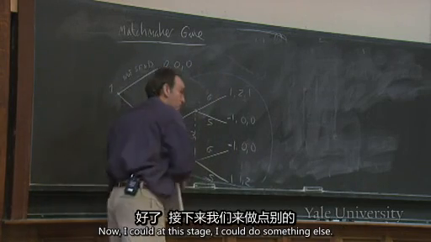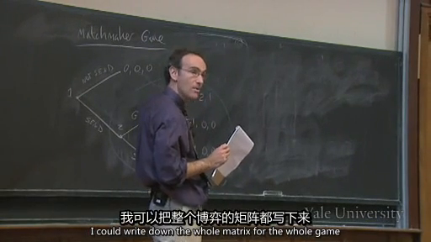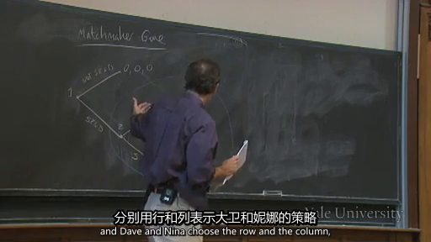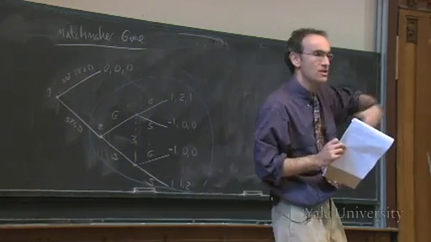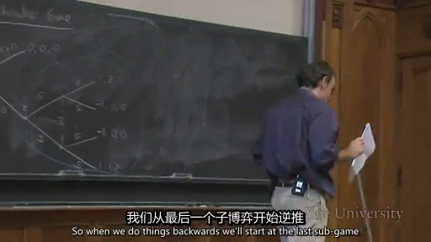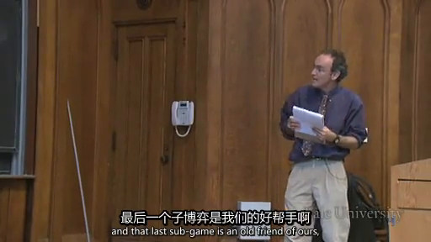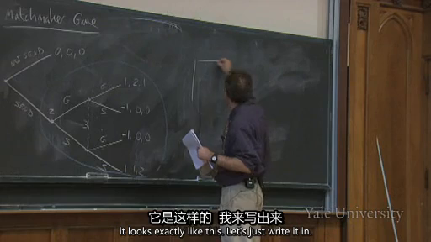Now, at this stage I could do something else. I could write down the whole matrix for the whole game and have Jake choose the matrix and Dave and Nina choose the row and the column, but that's going to get us astray. So let's just start doing things backwards. We start at the last subgame, and that last subgame is an old friend of ours. It looks exactly like this. Let's just write it in.